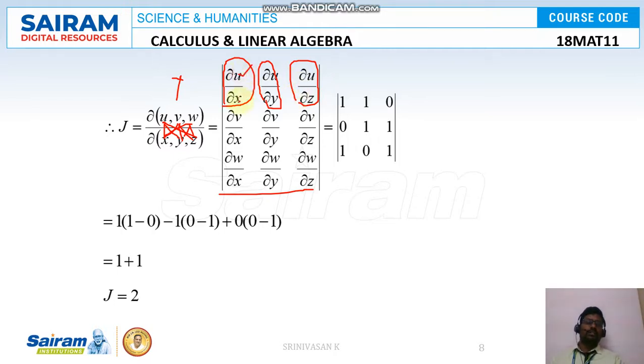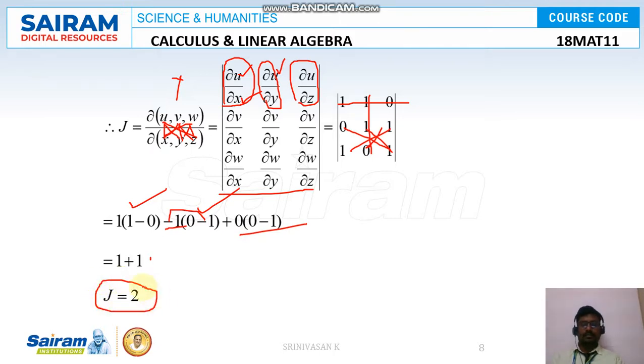The u function, differentiate with respect to x. The u function, differentiate with respect to y. The u function, differentiate with respect to z. Okay, we'll get the matrix. So it's normal matrix simplification only. So 1 into (1 1), this is 0. So 1 into 1 minus 0 minus 1. Minus 1 means you can remove this one and this one. We'll get 0 minus 1. Next one plus 0 into something, everything is 0. So 1 into 1 1 plus, minus into minus plus, plus 1. So J equals 2. So this is our Jacobian.